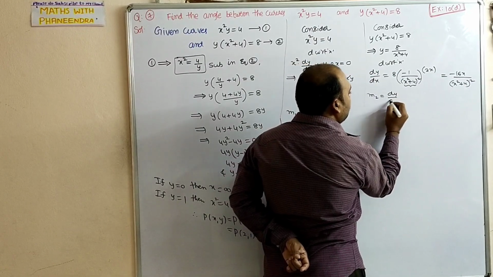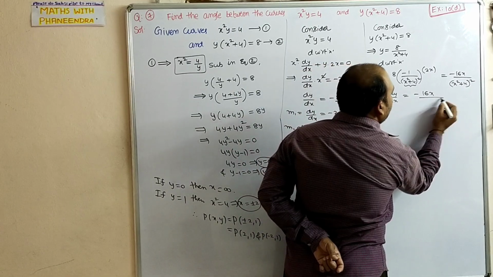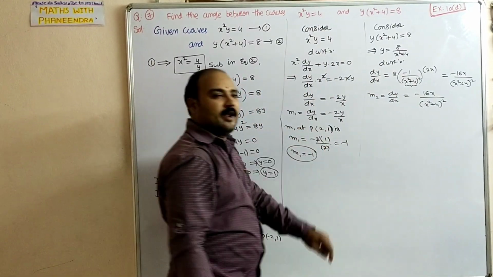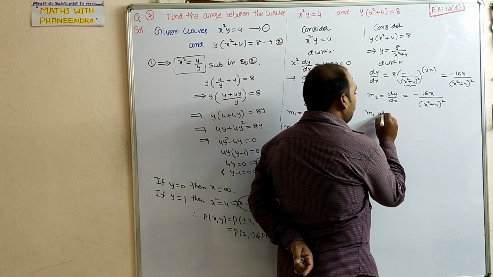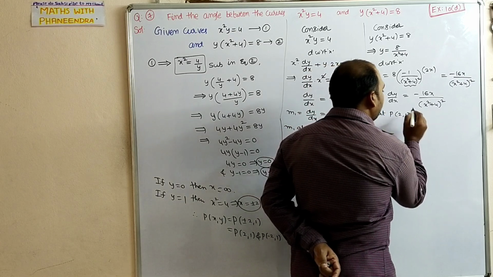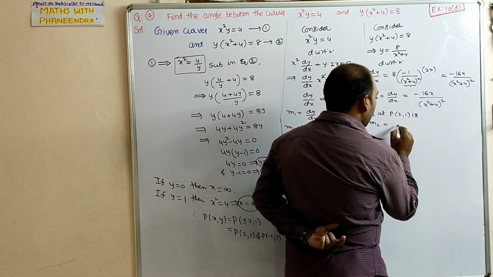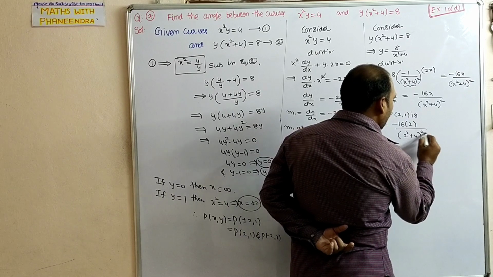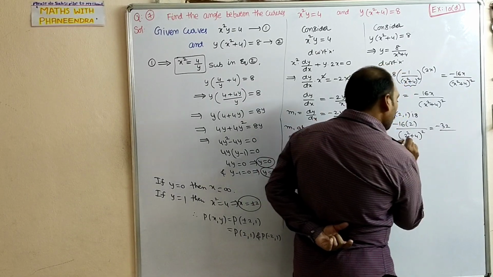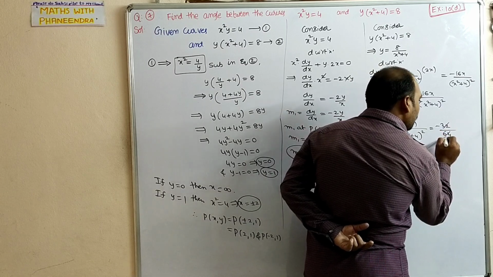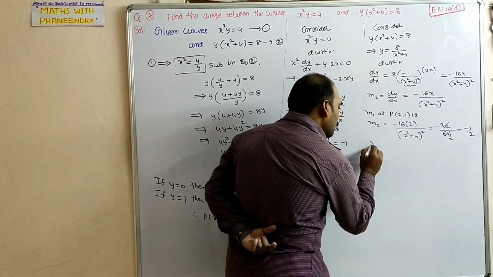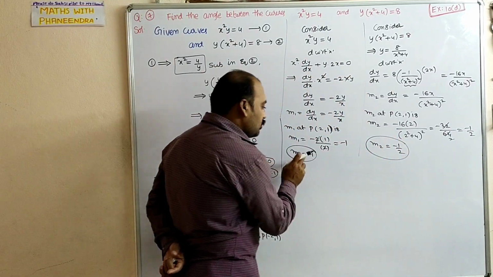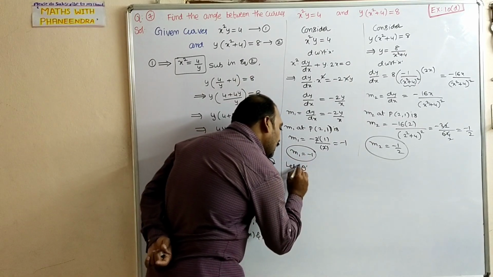m2 equal to dy by dx is equal to minus 16x divided by x square plus 4 whole square. Slope at what point are we taking here? 2 comma 1. m2 at P of 2 comma 1 is, so m2 equal to minus 16 into 2 divided by 2 square plus 4 whole square. So minus 32 divided by 4 plus 4, 8 square means 64. 32 ones are 32, 32 twos are 64, minus 1 by 2. Therefore, slope of the second curve m2 equal to minus 1 by 2 and first curve slope is m1 equal to minus 1.